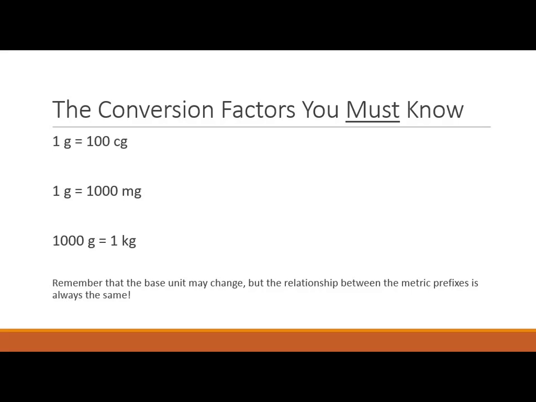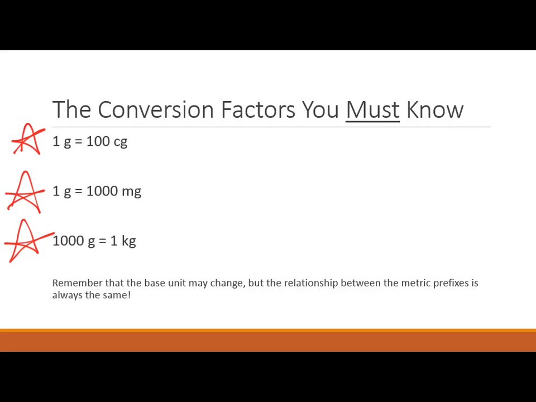Also, 1 gram is 1,000 milligrams. I think this is pretty easy to remember as well, because milli means 1,000, right? A millennium is 1,000 years. So, I think that one's pretty easy to remember. And then also 1,000 grams is 1 kilogram. Now, another thing to note is, whenever I say this, that these are the only 3 that you definitely need to know. I'm even going to put a little star by them because they're that important.